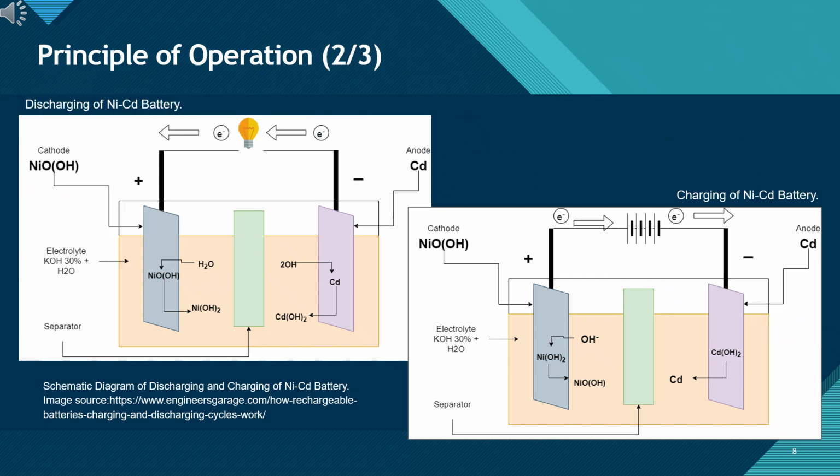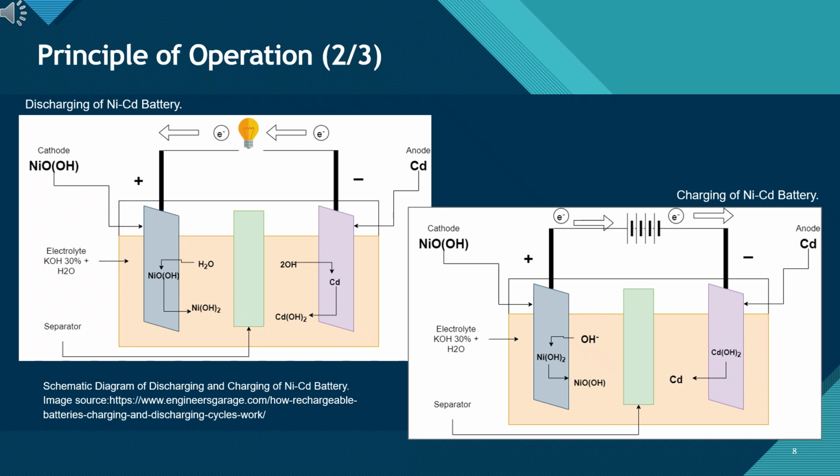This slide shows the schematic diagram of the discharging and charging of a NiCd battery. We have two diagrams that make the chemistry we just saw in the table more visual. On the left, we see what happens during discharging. The cadmium anode gives up electrons, which travel through the external circuit to power a device, here shown as a light bulb. Meanwhile, the nickel oxyhydroxide at the cathode reacts with water, forming nickel hydroxide and balancing the charge. The electrolyte, which is potassium hydroxide, mainly acts as a medium for ion transport and doesn't change much chemically.